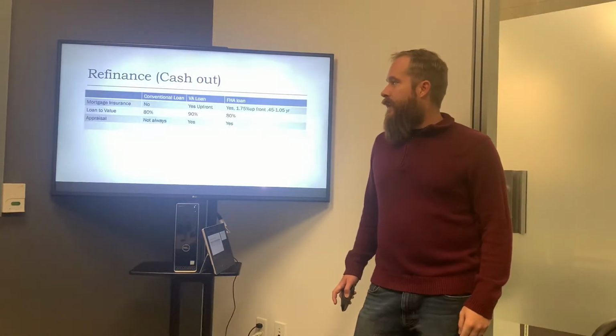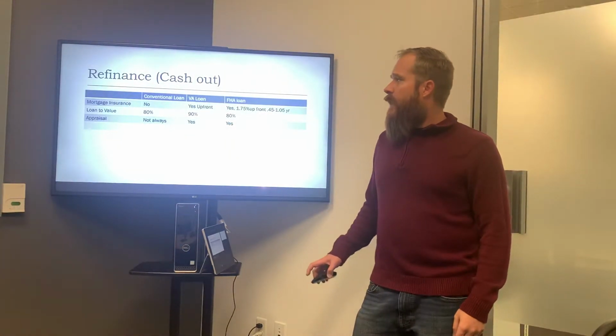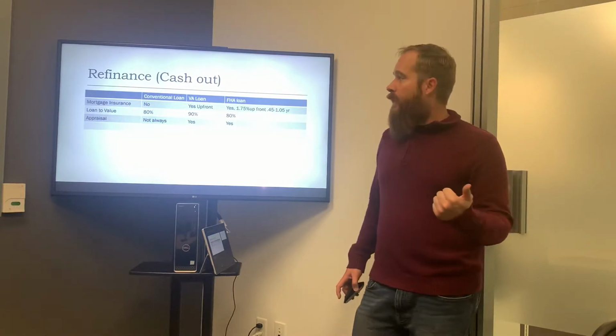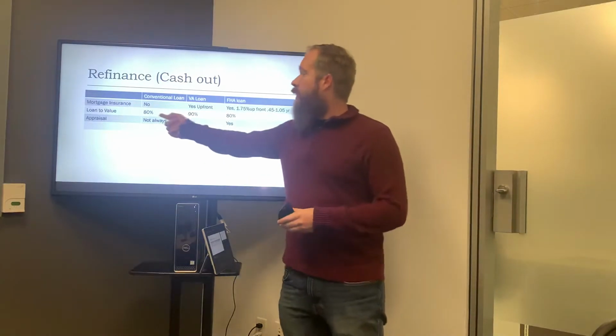On a cash out refinance, there is no mortgage insurance on a conventional loan. The reason why is they have a maximum loan to value of 80%.